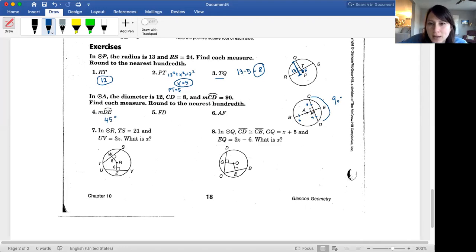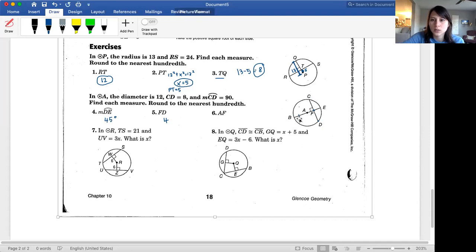Now it's asking us to find FD. So from F to D, well, I know that C to D is 8, so half of that is 4. AF, okay, now we need to find AF. So I'm going to clear this out a little bit so that we don't have so much going on, and we're going to label our work.